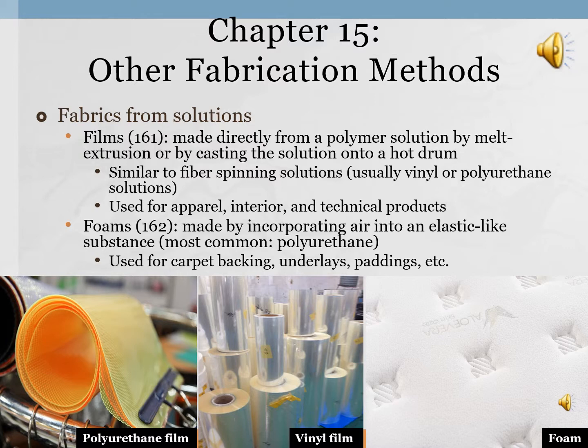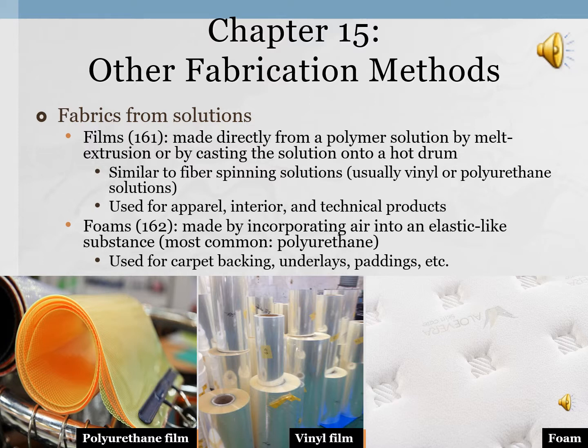So films are made directly from a polymer solution by melt extrusion or by casting the solution onto a hot drum. The solutions are quite similar to the fiber spinning solutions and are usually vinyl or polyurethane. Films are used for apparel, interior, and technical products as well. So there's a wide variety of uses, but you can see a sample of this as number 161, and that's a shower curtain. So that's technically a film that's used for that particular product.